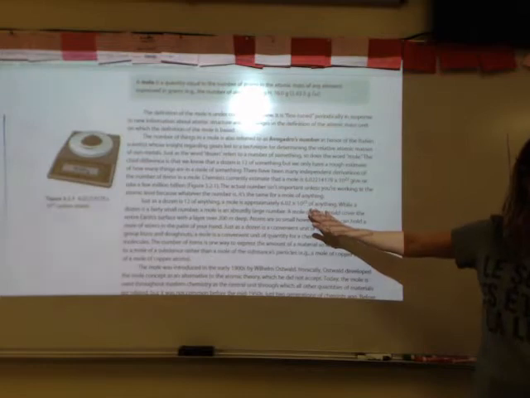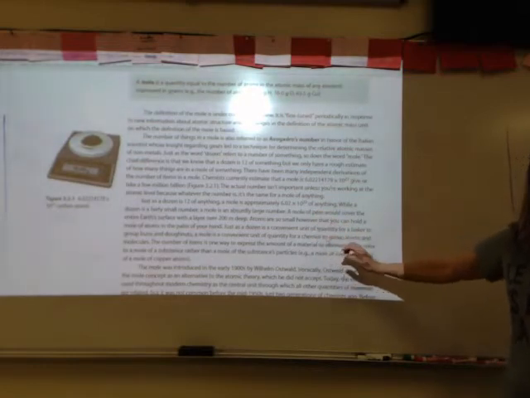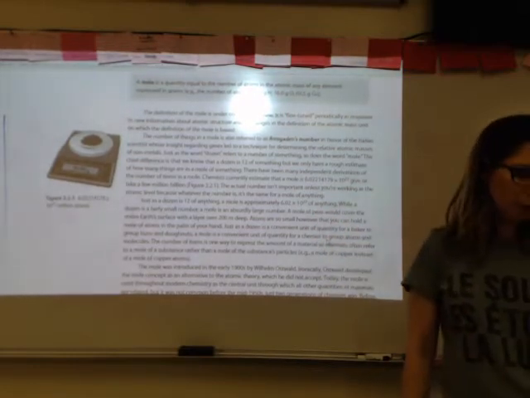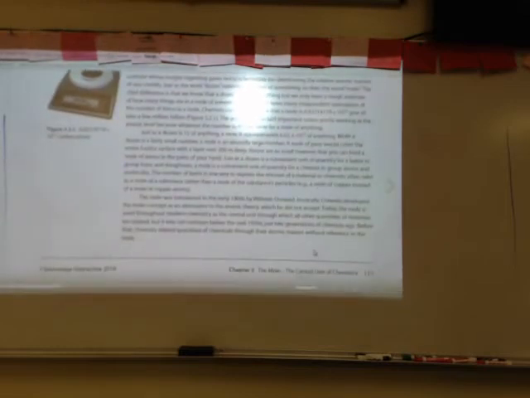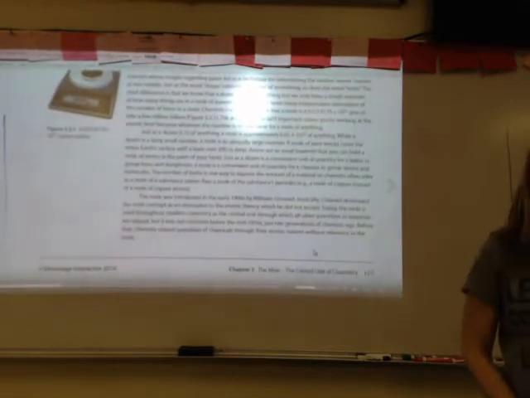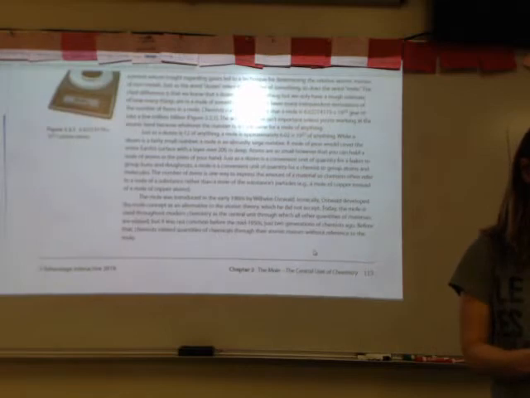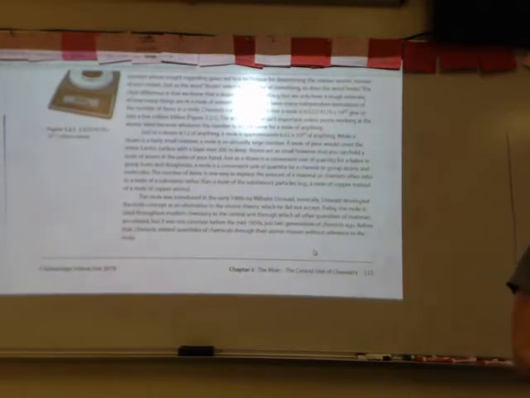And a mole is an absurdly large number. A mole of peas would cover the Earth's surface with a layer of 200 meters. And it's just a convenient unit for chemists to group atoms and molecules into. It was introduced in the early 1900s by Wilhelm Ostwald. He developed the mole concept as an alternative to the atomic theory because he didn't accept it.